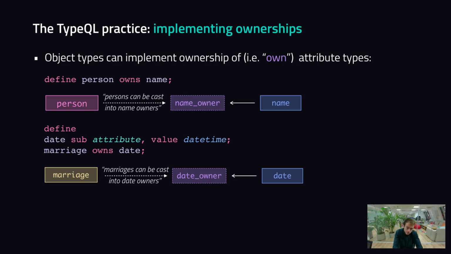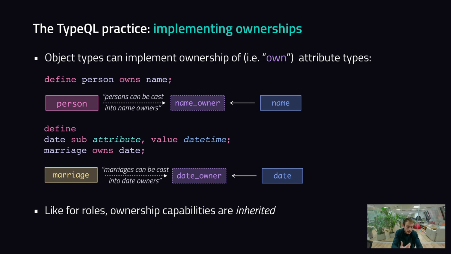This similarly works for relation types. These too are object types, so for instance we could imagine another attribute of dates depending on an abstract ownership, depending on date owners, and then we could declare that marriage owns date, and that would entail that now marriages can be cast into date owners, into the role of date owners. And as before, as we've illustrated in the previous diagram, these capabilities are inherited through inheritance hierarchies.